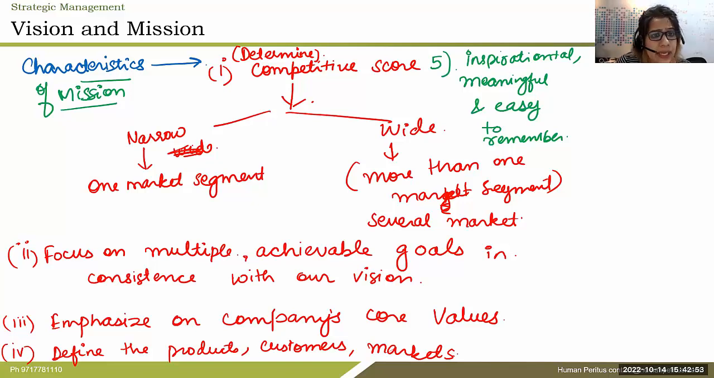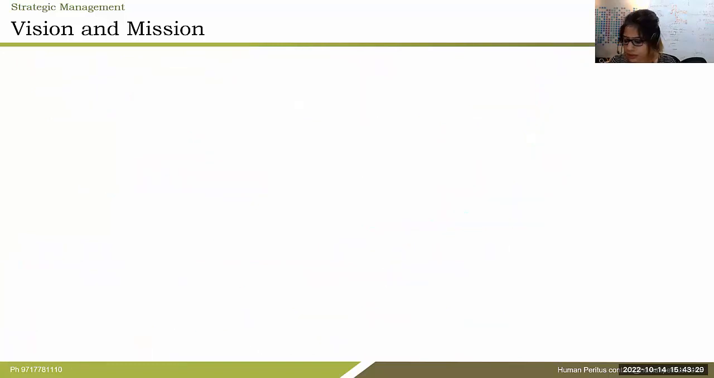Now, there are 9 components. That is why we say that mission tends to be longer. I told you, right? Vision is usually small statements, but mission tends to be longer. The reason mission tends to be longer is that there are 9 components we should make sure. For a good mission statement, the mission statement should include the following 9 components. What are those 9 components? I will tell you. Okay.